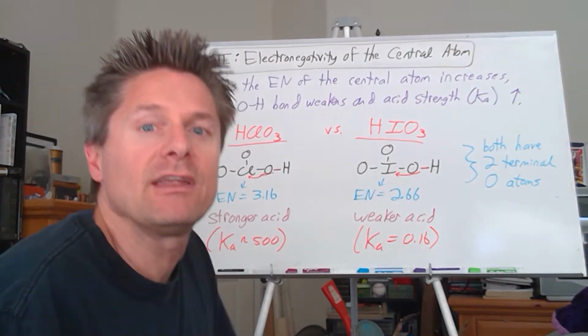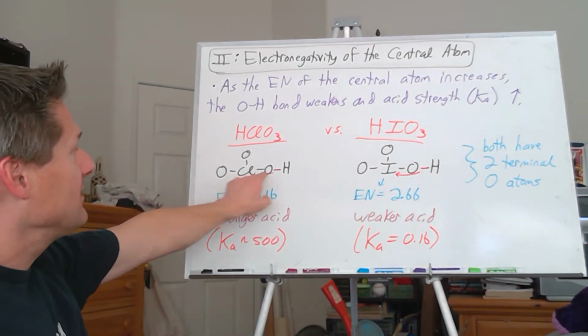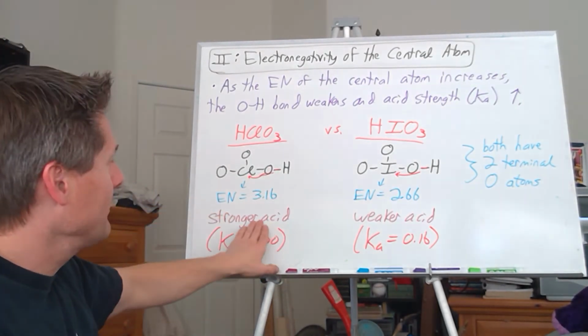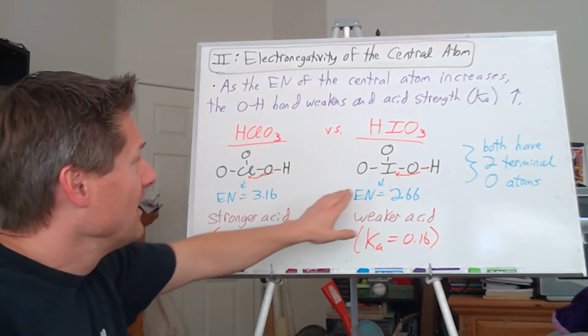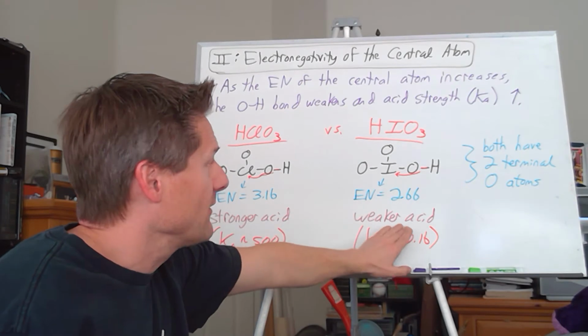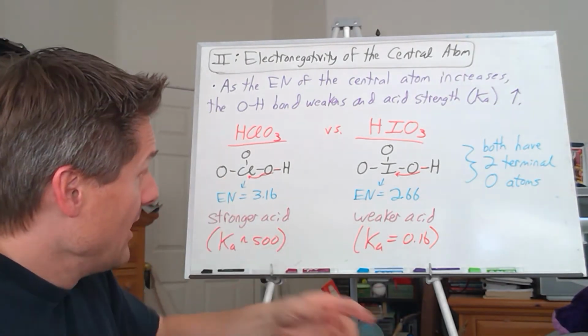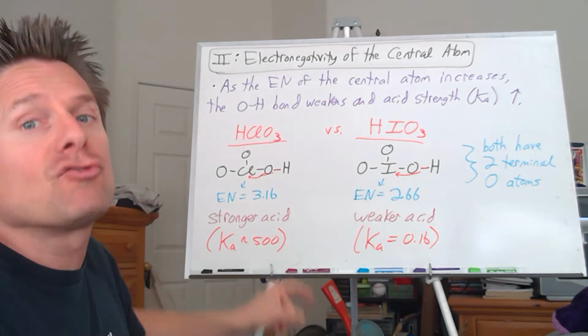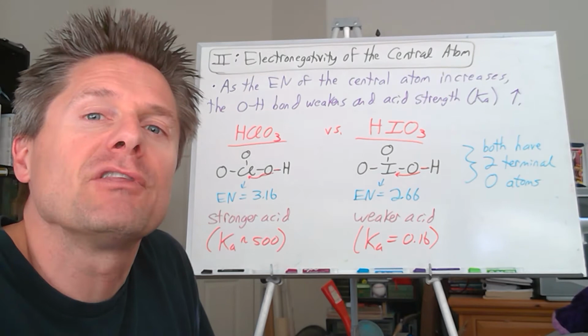Have your electronegativity table always ready with you. Since that's a higher electronegativity, it polarizes that OH bond more. This is a stronger acid with a Ka of about 500. This is a lower electronegativity, so that's the weaker acid, Ka of about 0.16. They're both pretty big, but that's dramatically bigger, much stronger acid because the electronegativity is higher. I think these are much easier than binary acids.